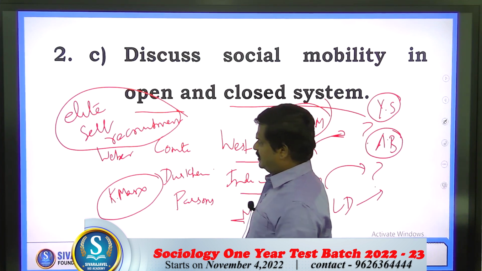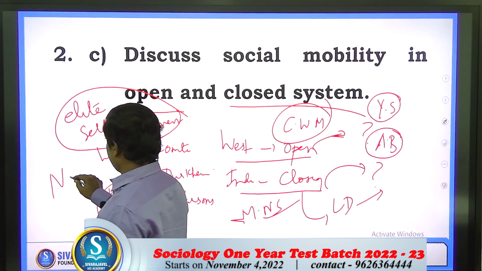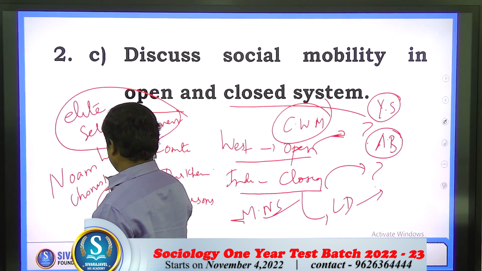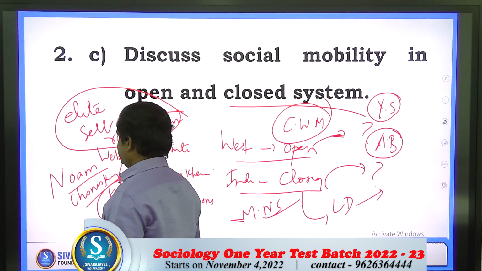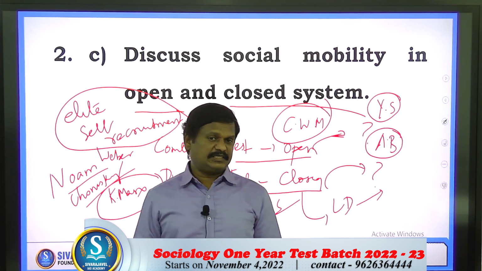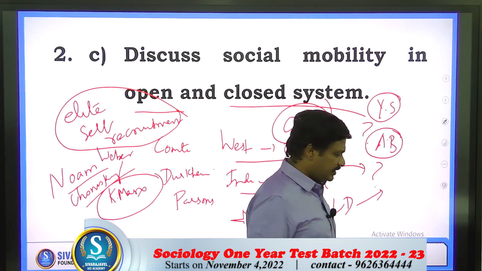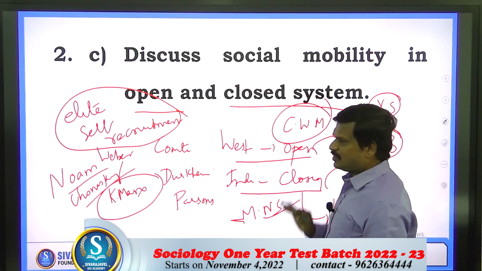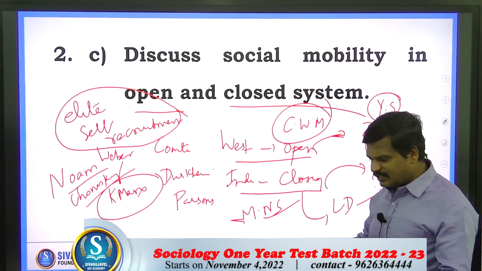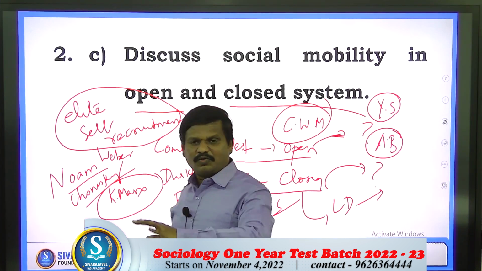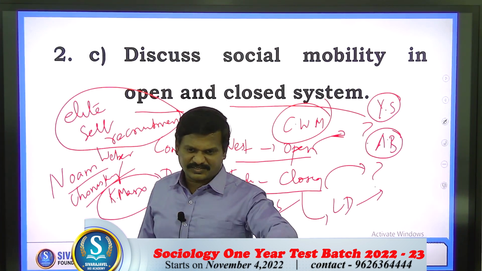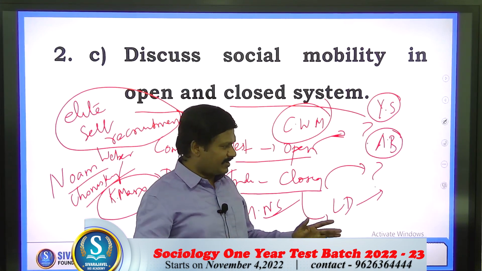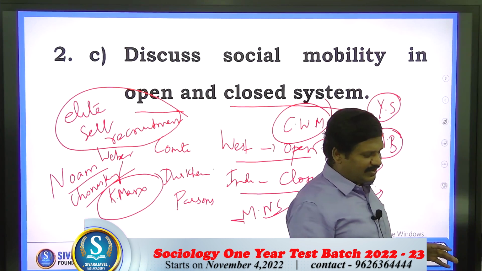Noam Chomsky, an ardent critic of American capitalism, what does he say? He says that America professes equality, but it is practicing inequality. And finally, the conclusion is what? All societies have some closed character, all societies have some open character. So no society is absolutely open, no society is absolutely closed. Openness and closedness is a matter of degree rather than kind. That is the conclusion which you can write for this question.